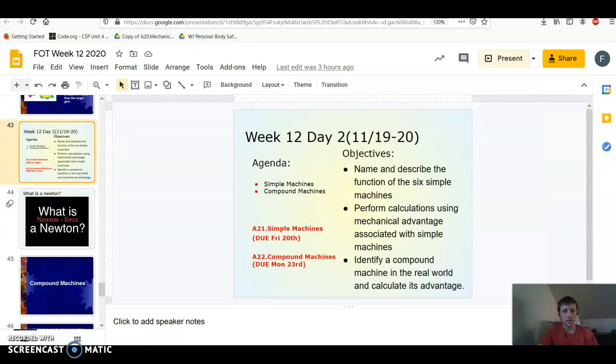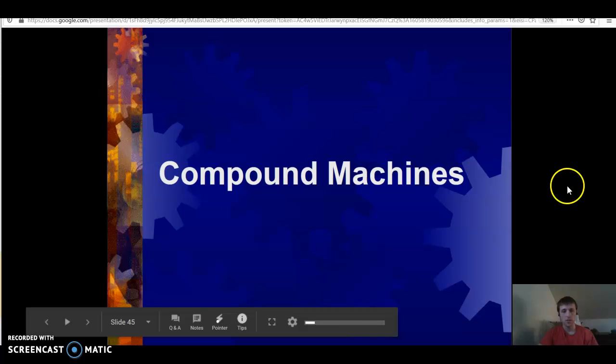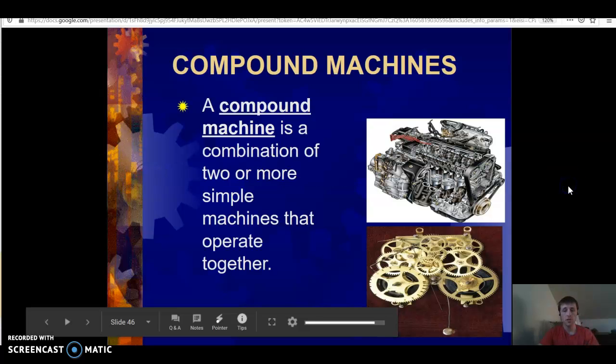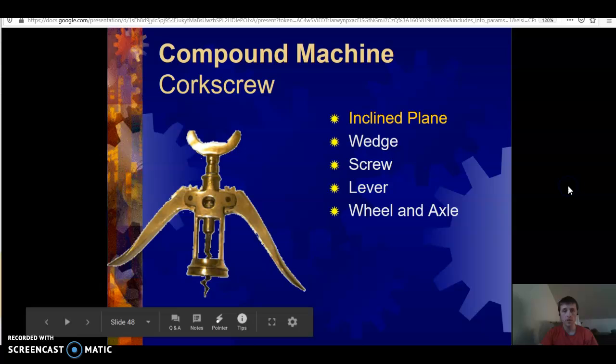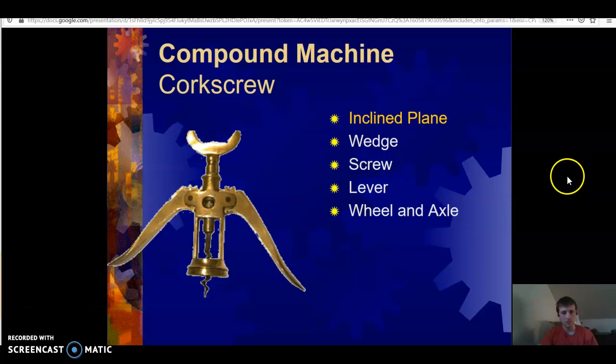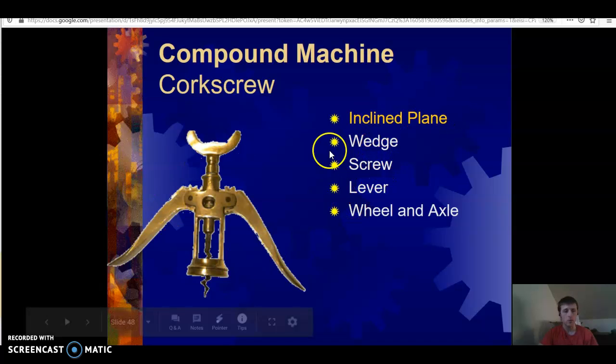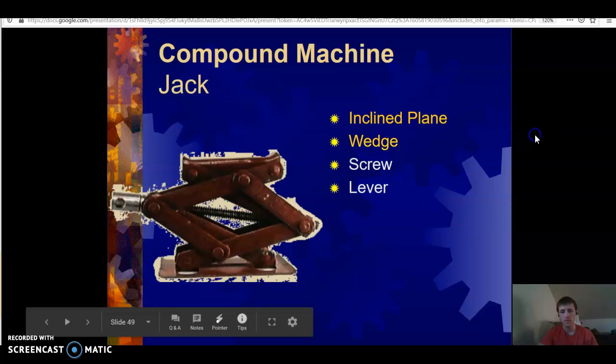All right, last thing we talked about today was this idea of compound machines. Compound machines is just a combination of two or more simple machines working in tandem to accomplish the goal. A corkscrew, we already mentioned, is a really interesting one. It has an inclined plane, a wedge, a screw, a lever, and a wheel and axle. Crazy, all going on in that one little object.